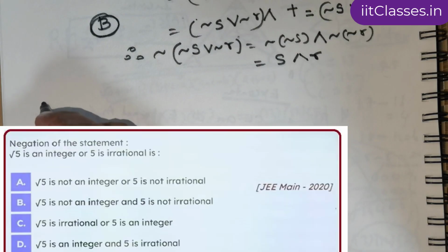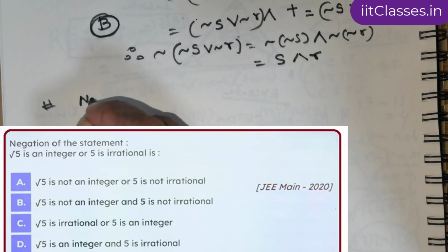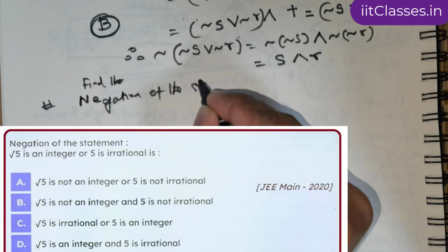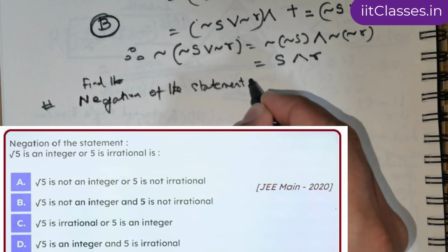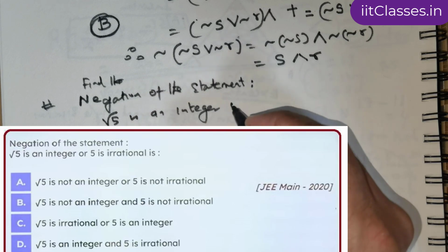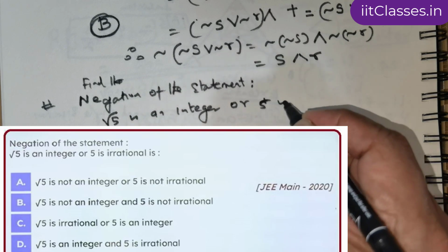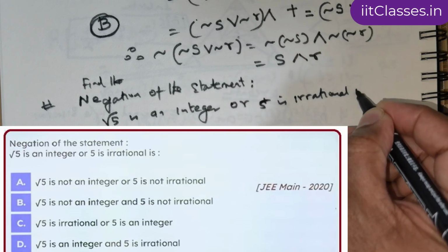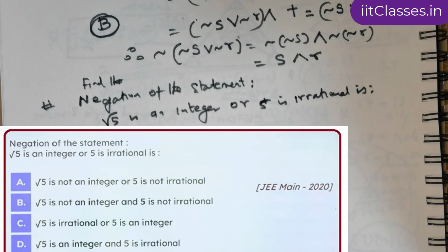Let's do this question, students. We've been given the following question: find the negation of the statement root 5 is an integer or 5 is irrational. So we've got the following four choices: A, B, C, D.